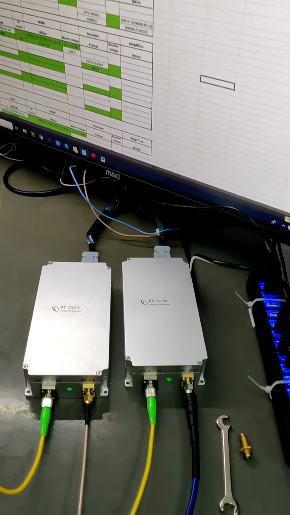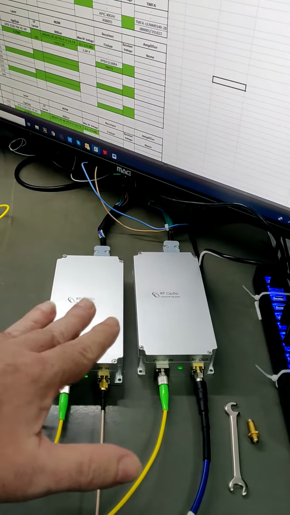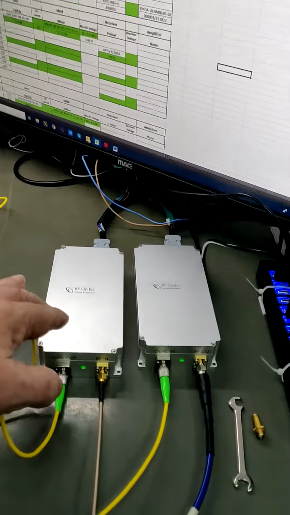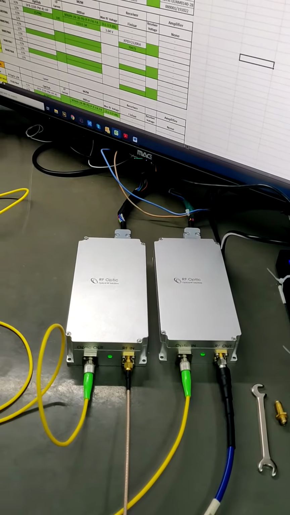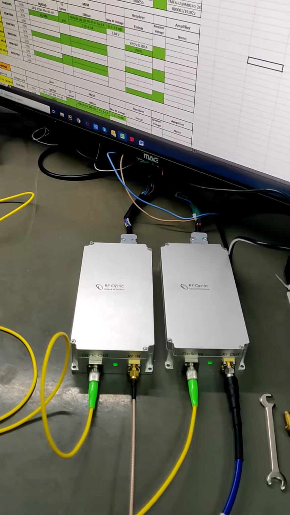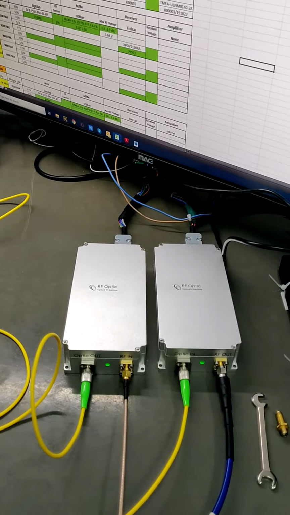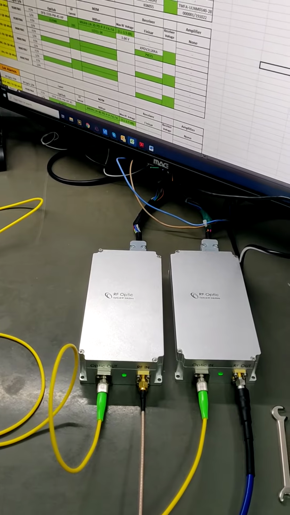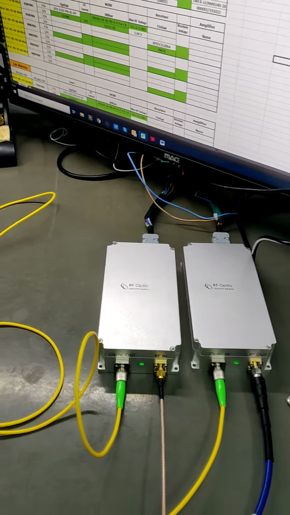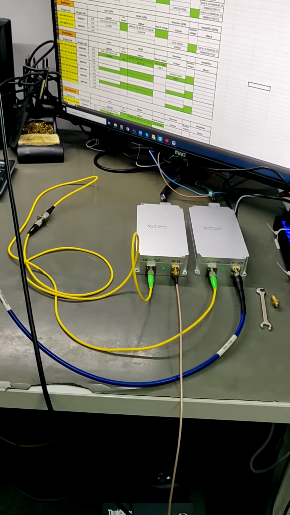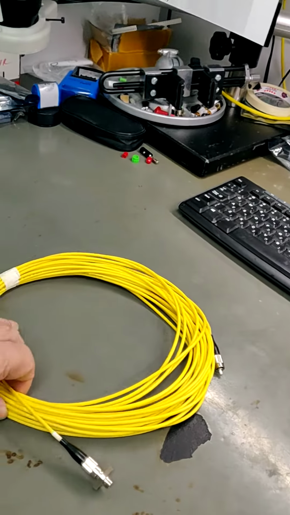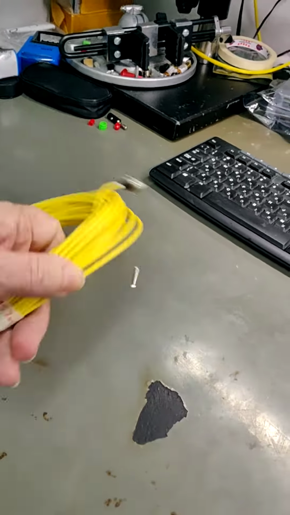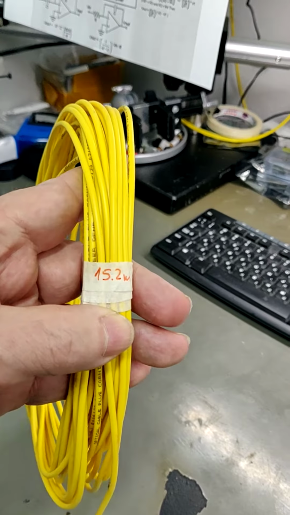But currently this represents a 40 GHz RF over fiber system, based on the request of SAC to demonstrate the measurement with a 40 GHz system. The way that we are going to measure the delay, we are going to measure the delay of this fiber. This is a fiber of about 15.2 meters.